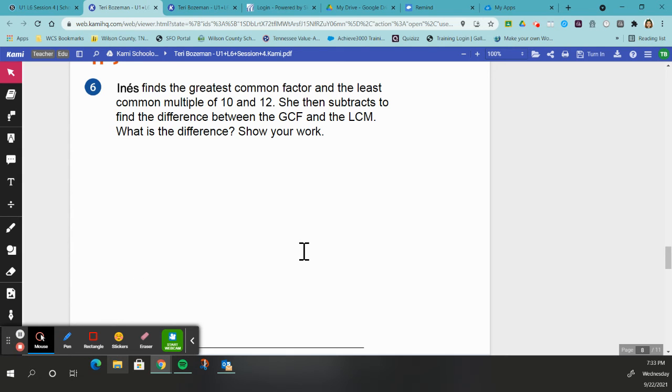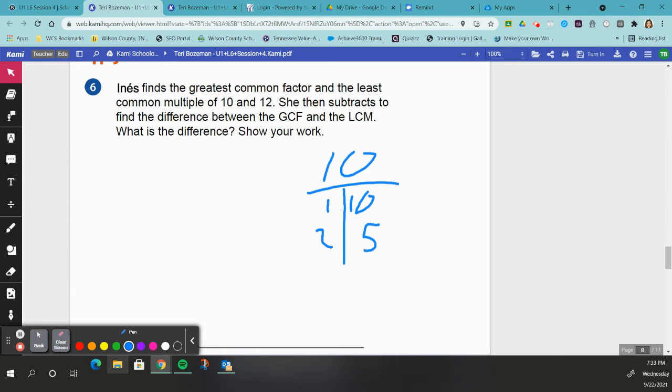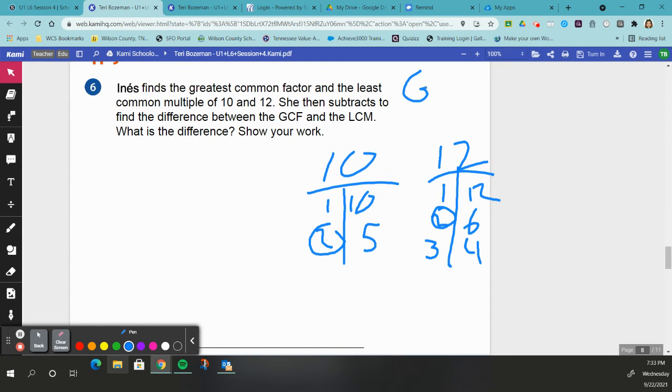Okay, so if we're looking at this, then you might be able to do some of this in your head if you're comfortable with your multiplication facts and finding factors. So if I have my factors of 10, I would have 1 times 10 and 2 times 5. If I have my factors of 12, I would have 1 times 12, 2 times 6, and 3 times 4. And when I do that, I would see that my greatest common factor between these two numbers is 2. So the GCF, greatest common factor, equals 2.